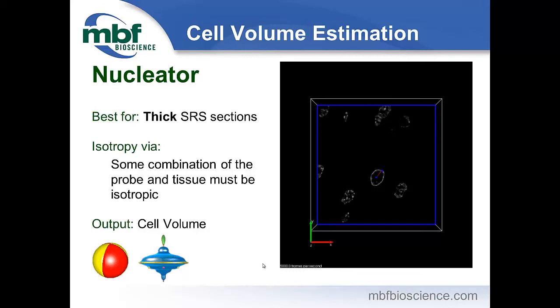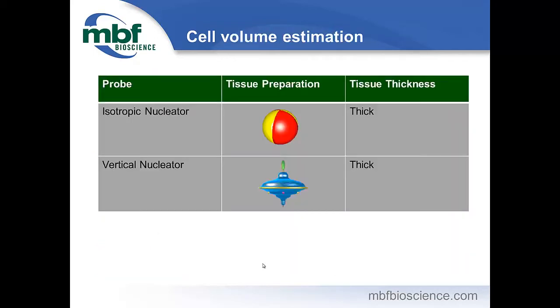But we don't want to cut these particles down their long axis every time or down their short axis. Therefore, we need to take the piece of tissue and make it isotropic for the isotropic nucleator, or we need to just spin that tissue to make 2 planes isotropic, and we'll make up for the other plane with the probe, and that's called the vertical nucleator.